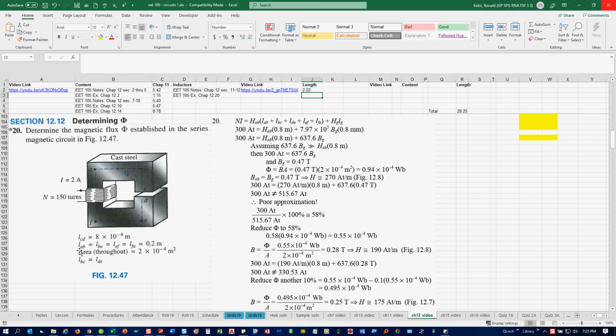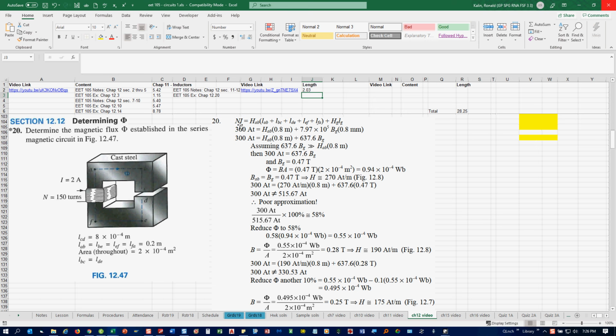Then length AB equals the length BE, equals the length of EF, equals the length of F to A. So this is a square. That's really all that's saying. Equals 0.2 meters. And then the area throughout, it's a continuous uniform area, equals 2 times 10 to the negative 4th meter squared. And then the length from BC is equal to length from DE. So you have to figure out again what those lengths are.